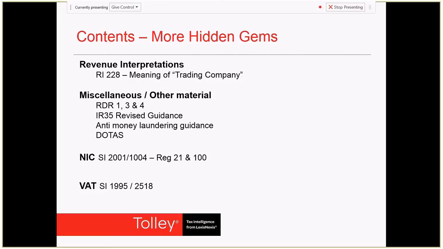We've got stuff on anti-money laundering and DOTAs. It's just, you know, seriously, this weekend, get this book out and just have a look through that miscellaneous section. It's fabulous.